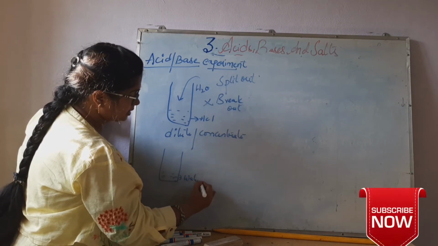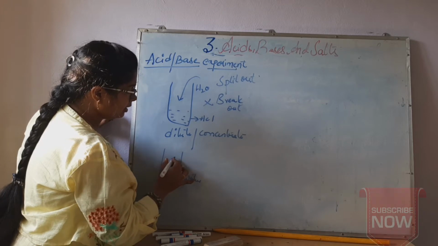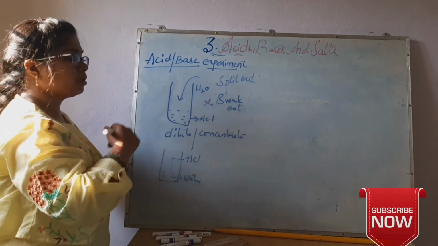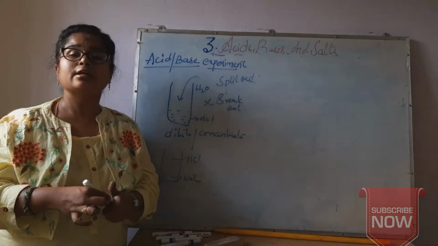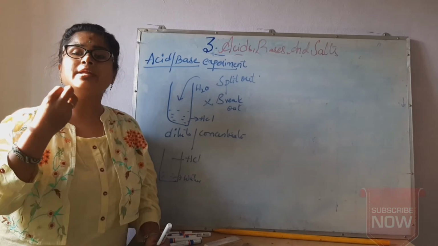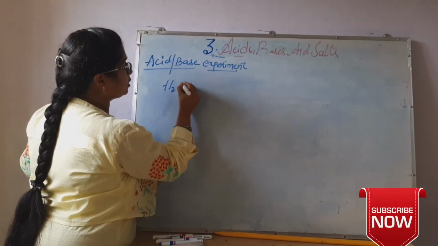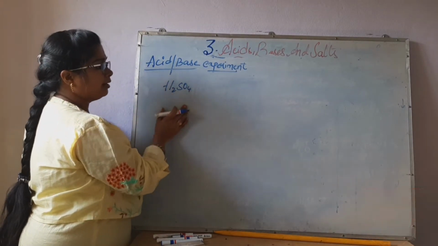By constant stirring, you add HCl to this. Slowly you are supposed to add HCl to that, otherwise it will damage your equipment. H2SO4 also, slowly you are supposed to add with stirring. Why?